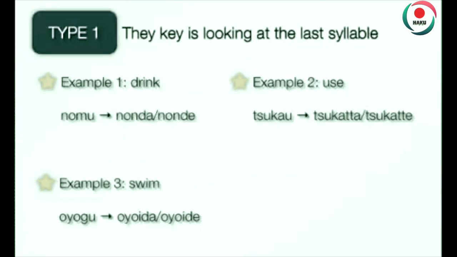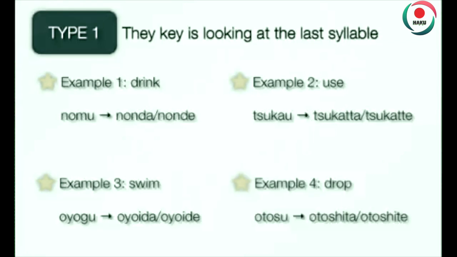So just for good measure, let's look at one more verb, the verb to drop, like to drop your wallet. And drop in Japanese is otosu. So as you can hear, the last letter there is su. So referring to the previous page again, if you have a verb that ends in su, you want to drop this su and add shita or shite for the ta form and te form. So otosu becomes otoshita and otoshite.